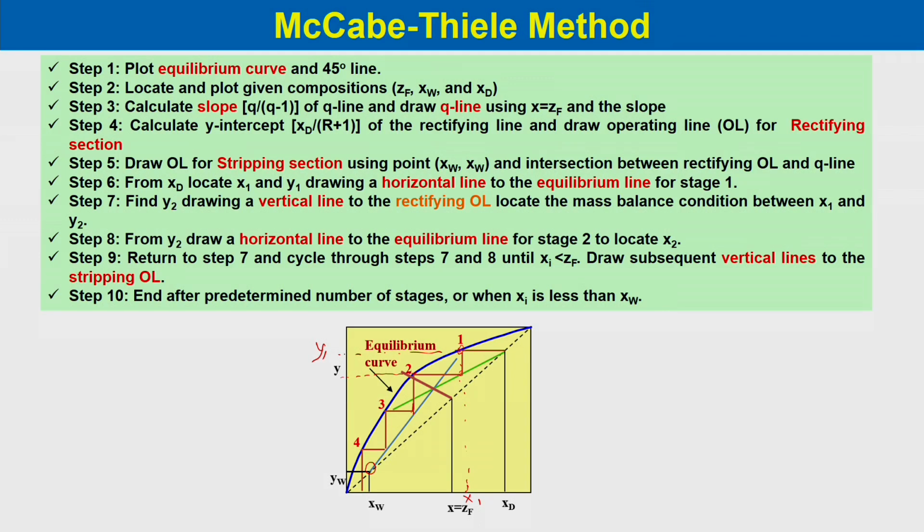So, this way it ends after a predetermined number of stages or when xi is less than xw. So, at this location this is crossing xw. So, it should close from over here. So, the number of stages required from this we can see is less than 4.